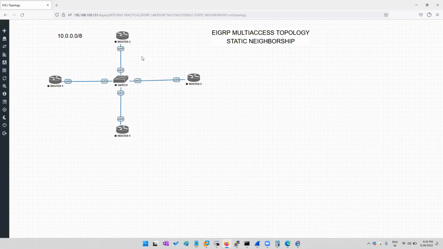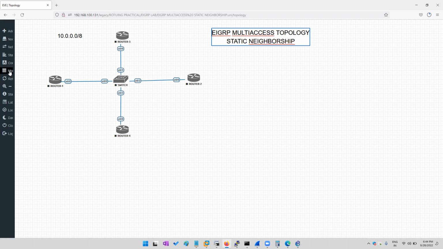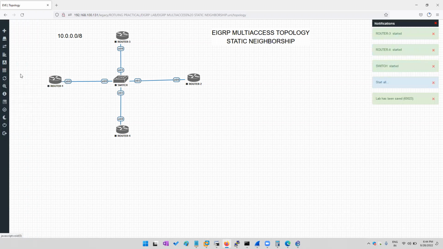If we are getting this type of topology, this topology is called point to multi-point. That is the reason for EIGRP multi-access topology. With which neighborship did we discuss here? Last time, static neighborship. With the network command we configure dynamic neighborship. Now we learn static neighborship, how to form it and why we form it.